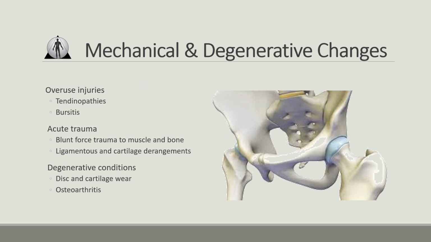So the first one is mechanical and degenerative changes. These are the ones that most people are aware of. These are the overuse injuries, the tendinitises and the bursitis. This is the acute trauma. This is the sprain, the strain, I twist my ankle. And these are certainly the degenerative conditions, the osteoarthritis, the wear and tear of discs, and all of those different mechanisms that take place as time goes by.